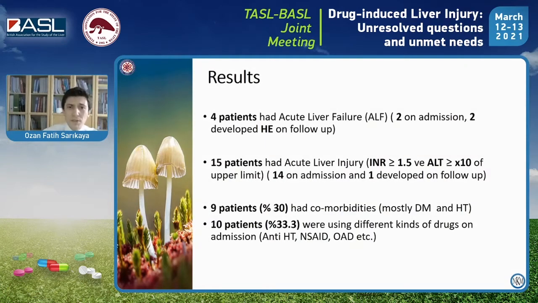4 patients had ALF, 2 on admission, 2 developed hepatic encephalopathy on follow-up, and 15 patients had acute liver injury, 14 on admission and 1 developed on follow-up. 9 patients had comorbidities such as diabetes and hypertension. 10 patients were using different kinds of drugs on the admission.